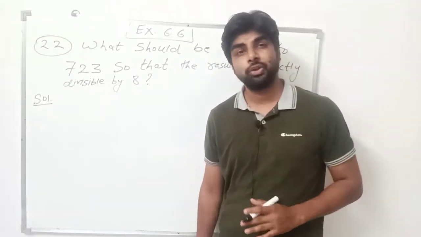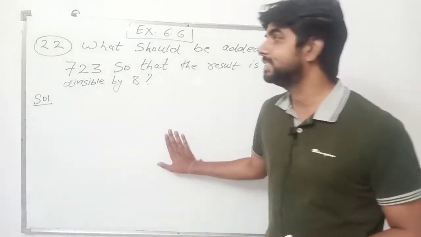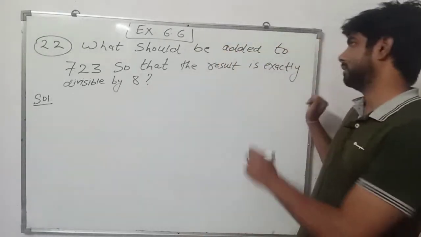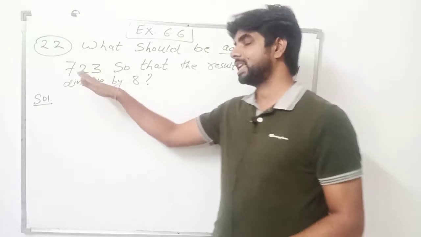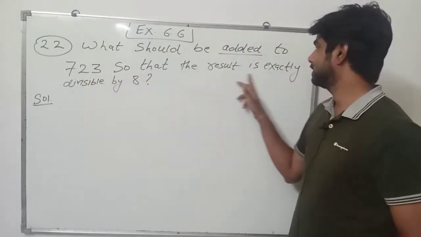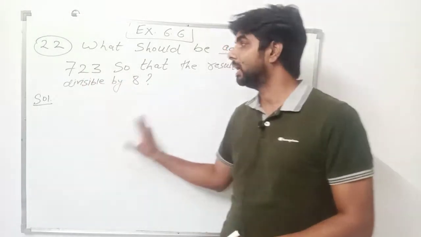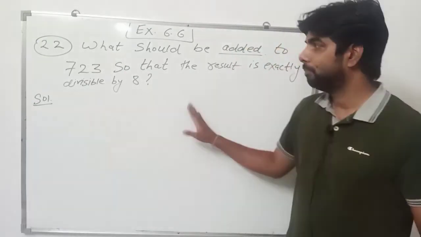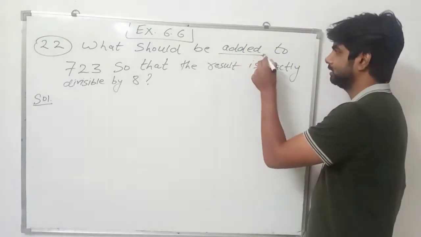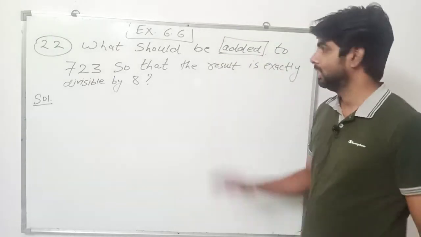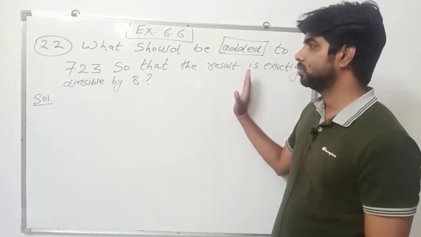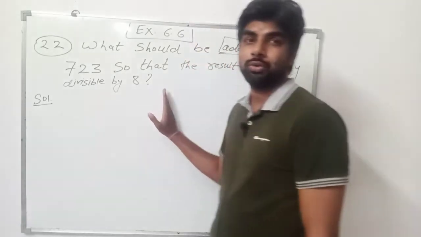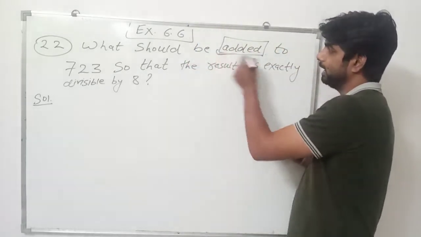Let's see question number 22. What does it say? What should be added to 723 so that the result is exactly divisible by 8? Now this question is the same as questions number 20 and 21, but in place of subtraction, here it is written added. So let's see how we can do such types of questions.